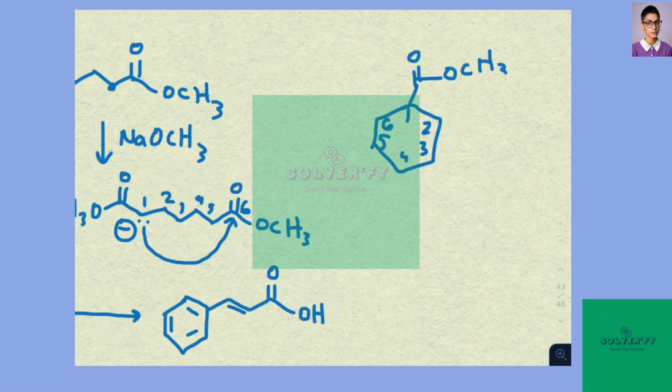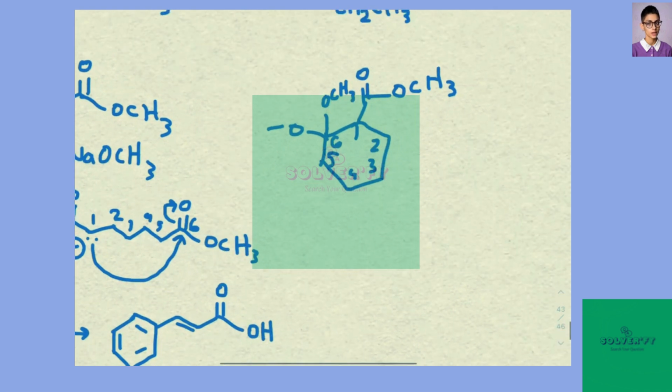OCH3. Okay, carbon number 2, I just have those 2 hydrogens, so I don't have to write that out. 3, same thing. 4, same thing. 5, same thing. But then 6 is where we have the connection to my oxygen with a negative charge. So 6 has my oxygen with a negative charge. And then we also have the connection to my OCH3.